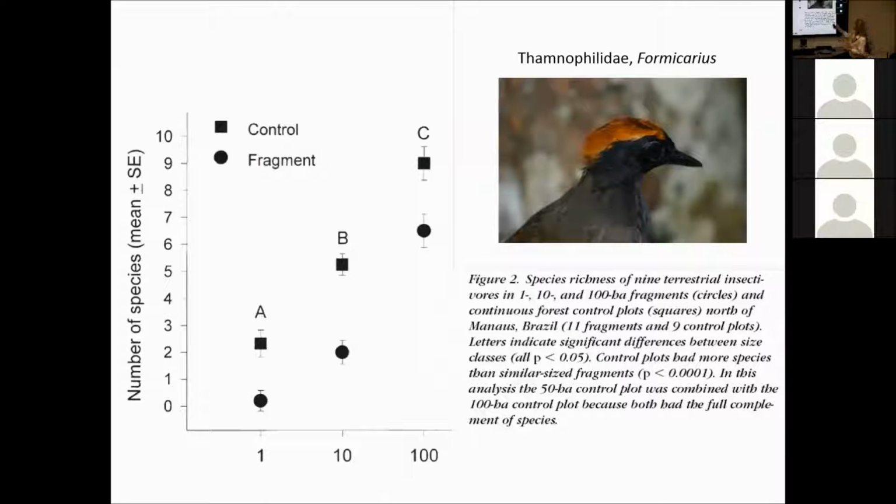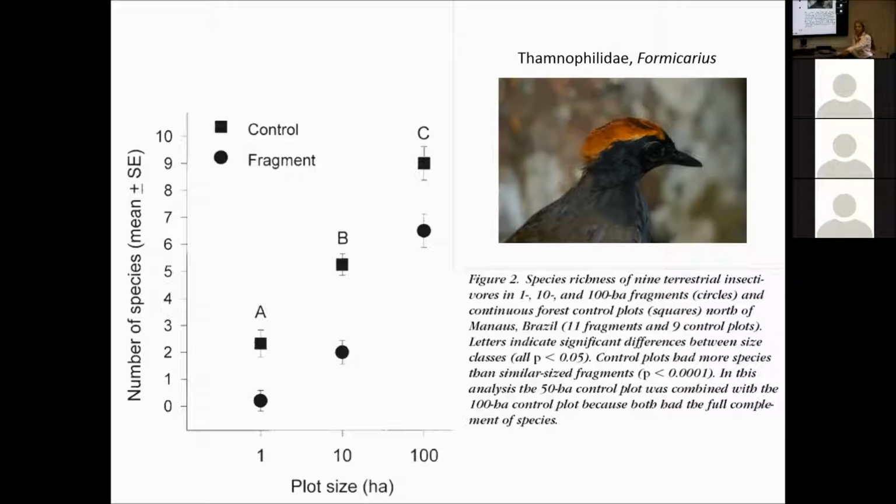This is one of the antbird species, and this is control fragments of 1 hectare, 10 hectare, and 100 hectare. Control meaning they're 1 hectare, but they're in continuous forest. And this is 1 hectare in cattle pasture. Okay, well, this just shows your classic area effect, that you have more terrestrial insectivores. This is an example of a terrestrial insectivore.